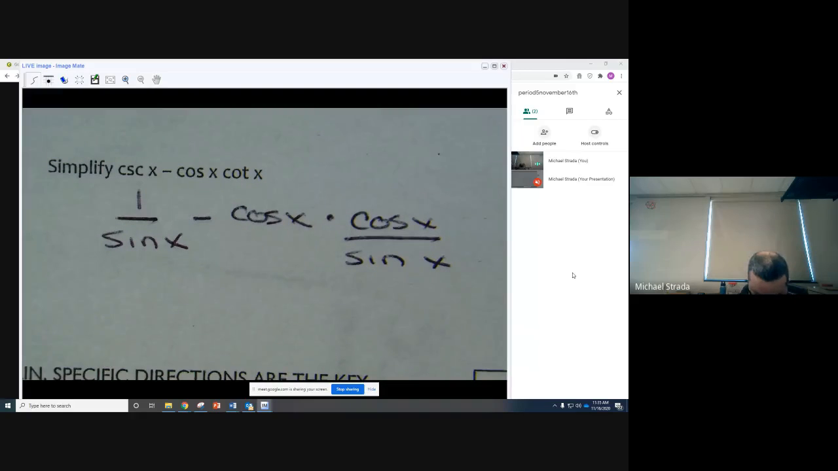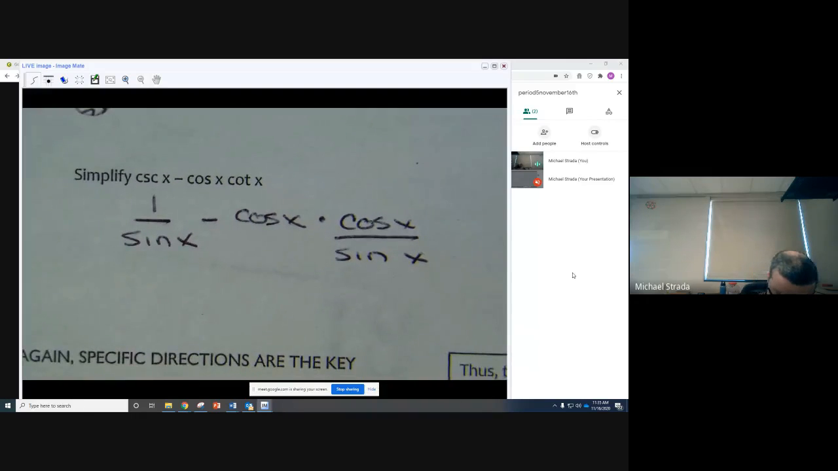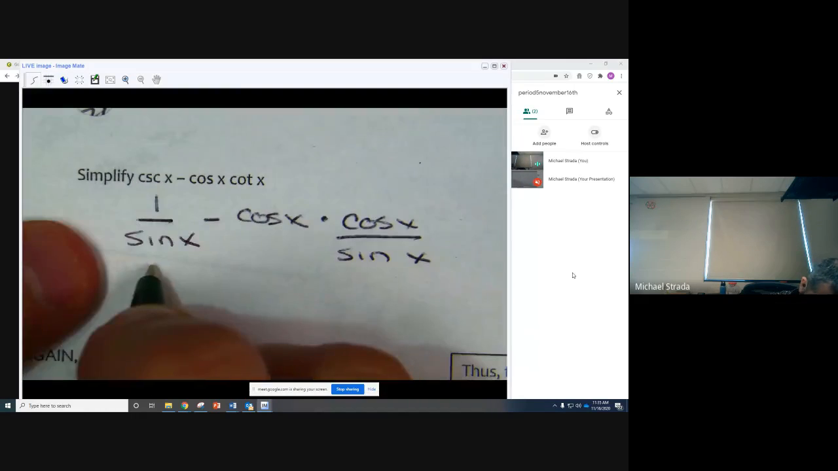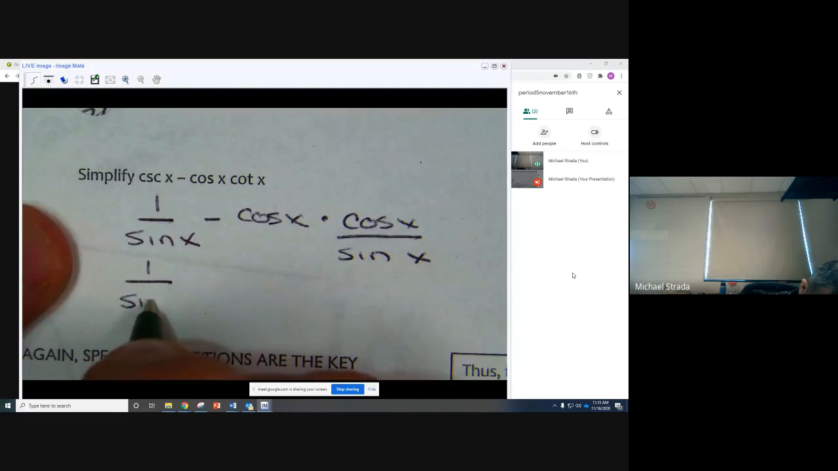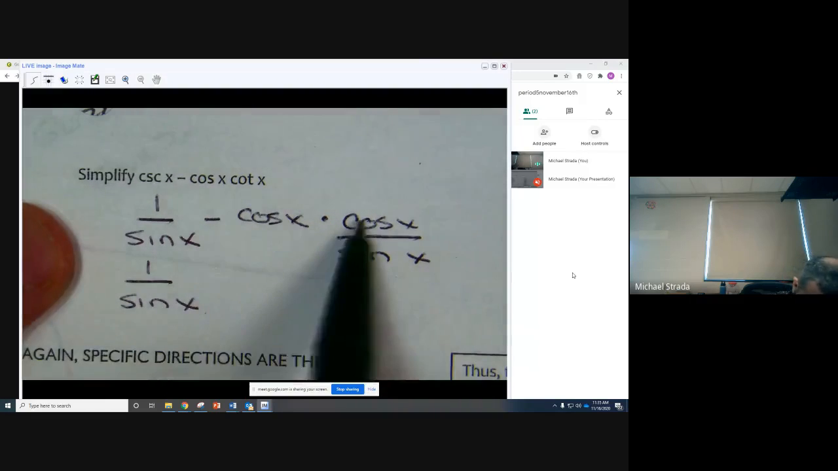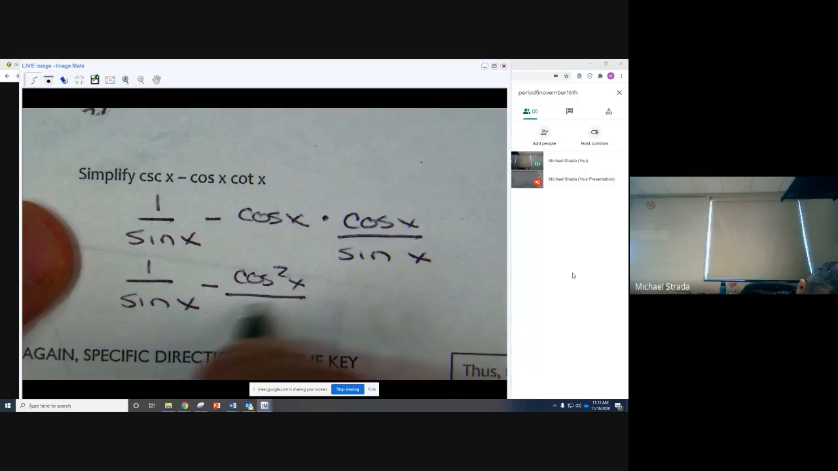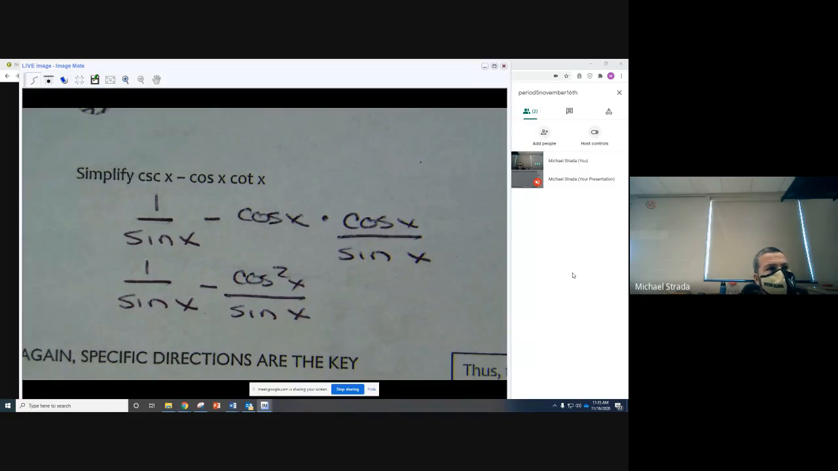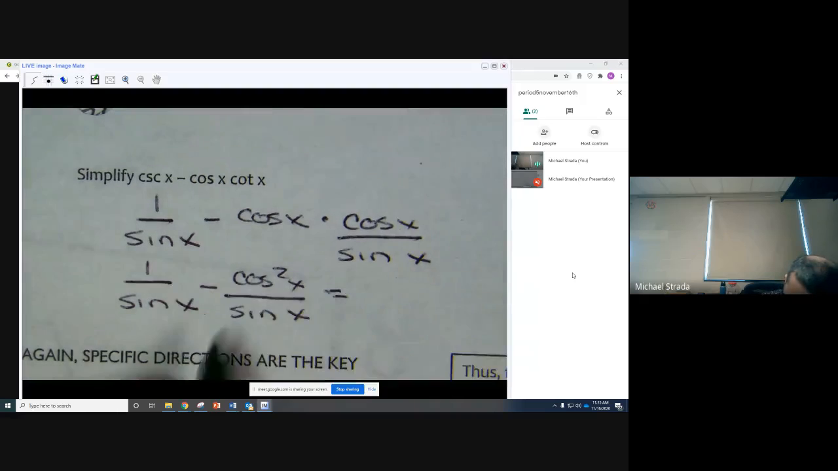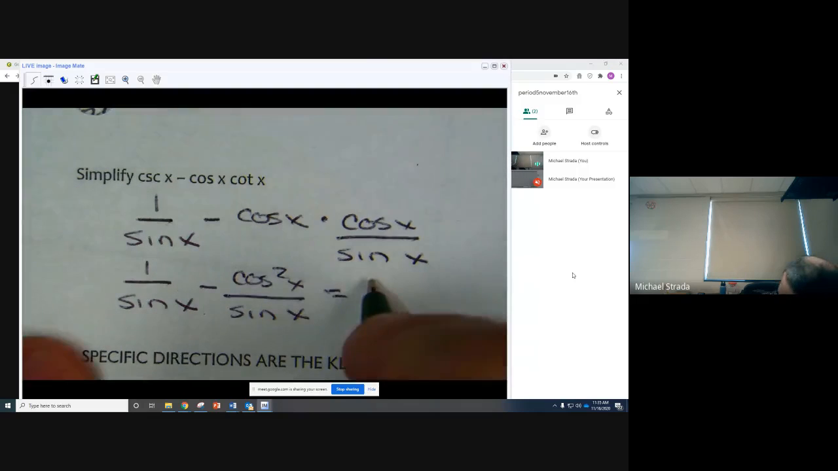So again, write everything in terms of sine and cosine. I'm going to leave this just like this for the time being. 1 over sine x. Cosine times cosine is cosine squared x over sine x. Do they now have a common denominator? You betcha.